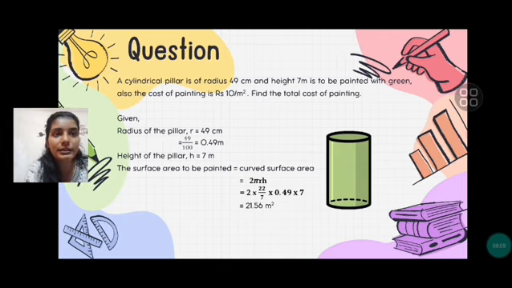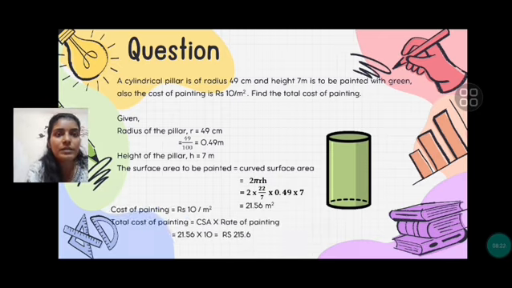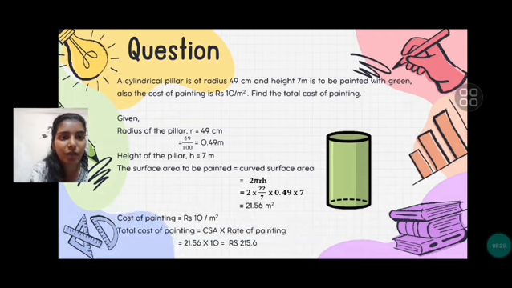So now we have got the curved surface area of the pillar. Now what we have to find next? We have to find the cost of painting the whole pillar. The rate of painting is given as rupees 10 per meter square. So the total cost will be the curved surface area into the rate of painting. The curved surface area is 21.56 into the rate 10. The product of both, we will get as 215.6 rupees. So the total cost of painting the pillar is rupees 215.6. I hope this question is clear.